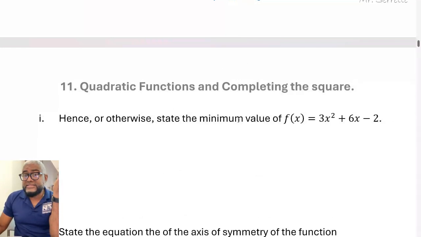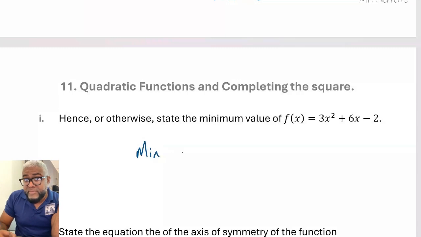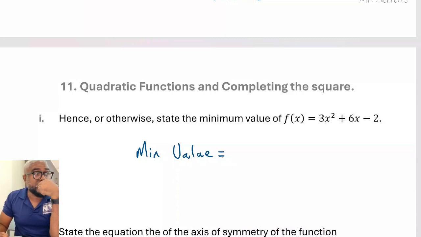Right, hence or otherwise state the minimum value of the quadratic. The quadratic being f of x is equal to 3x squared plus 6x minus 2. I gave you all a note on what the minimum or maximum value is given by. It's a minimum value. Let's put min value. The minimum value is the value of, find it in your notes.